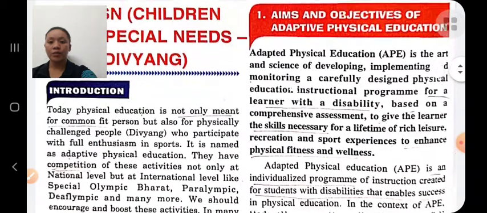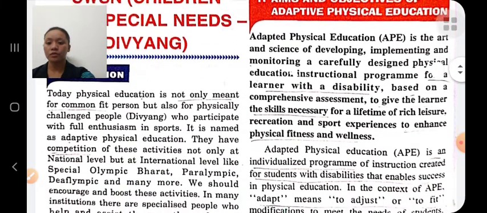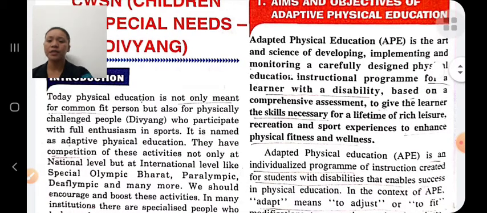Let's discuss the aim and objectives of adaptive physical education. Adaptive physical education means physical education for a disabled person. It is a combination of two words, adaptive and physical education. Adapt means to adjust or to fit. And physical education means education which modifies our behavior. So adaptive physical education means education for a disabled person.